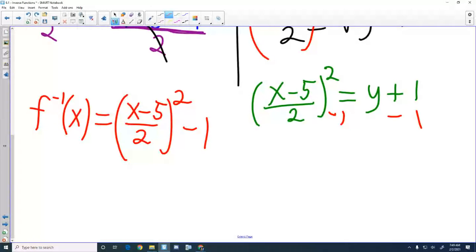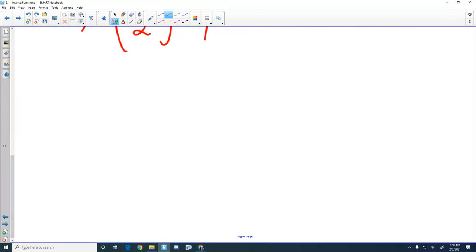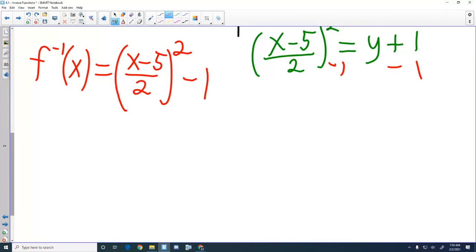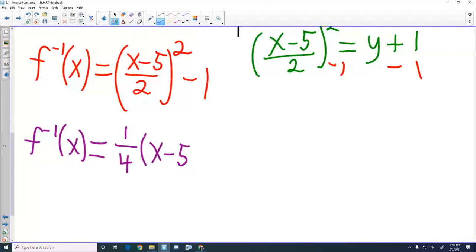I'll still accept that. But we could do some more simplifying if you really wanted to, which I'm sure you all do. I might just square the denominator to make this look a little nicer. So f inverse of x equals 1/4 times x minus 5 squared, minus 1. I basically just squared the denominator, and that'd be a 4. And then dividing by 4 is the same as multiplying by 1/4, so I just moved it into a coefficient position. That just looks a little cleaner.